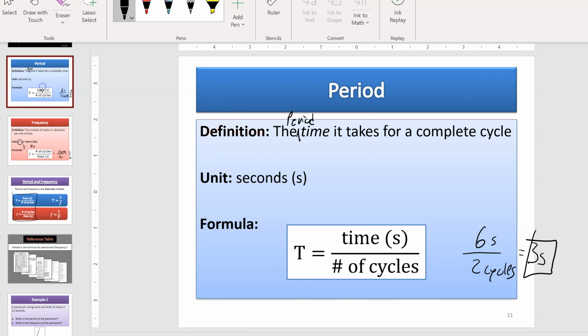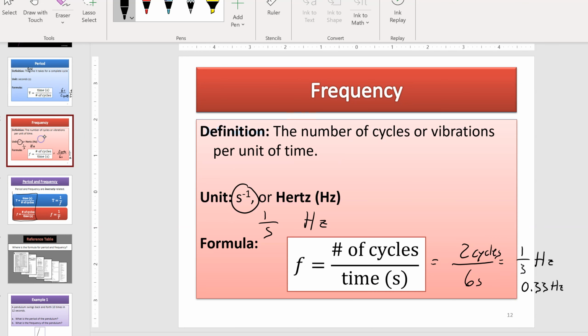So yeah, the period is the period of time it takes for a complete cycle. The frequency is, you could think of it, how frequently are the waves happening? Is it a lot? Is it a little? In this case, it was only a third. It's happening with a frequency of 1/3 of a cycle per second. That's how frequently the waves are going by you.